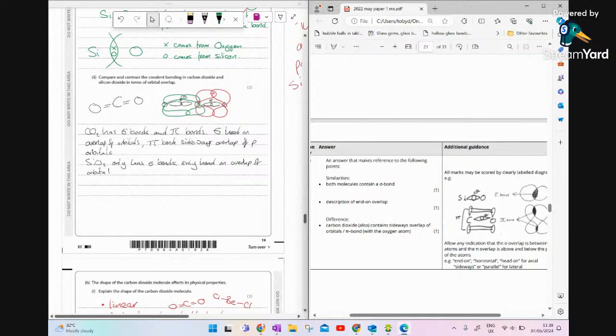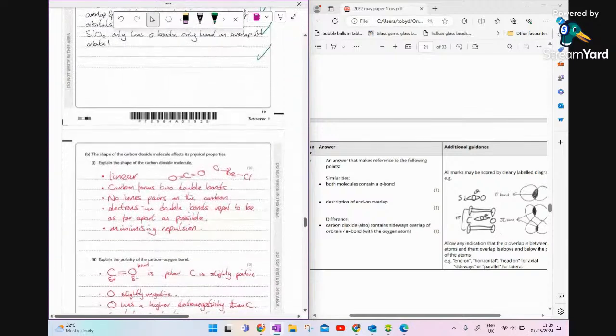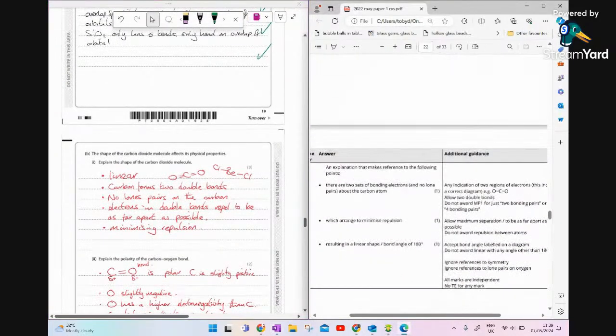Okay, both molecules have sigma. CO2 has sigma and pi, the other has sigma only. Description of end-to-end overlap. Carbon dioxide, sideways overlap, pi bonds. I will take all 3 of those, though. Thank you very much. Next, linear.